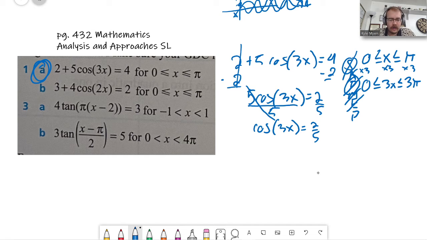Then I want to do cosine inverse of 2/5. I didn't show that; you would technically take the cosine inverse of both sides. So 3x is equal to the cosine inverse of 2/5. Type that in, and I get 1.16. So 3x equals 1.16. And that's in radians, because remember, I have it in radian mode.